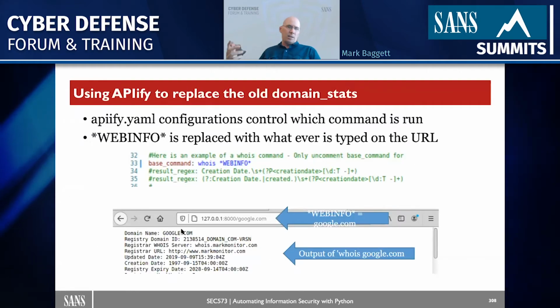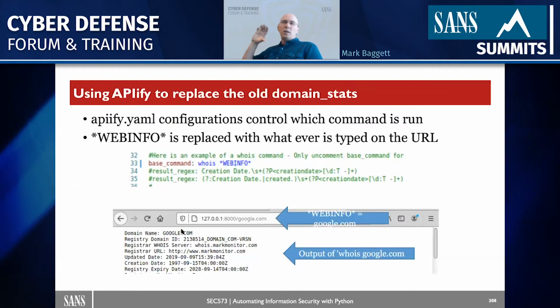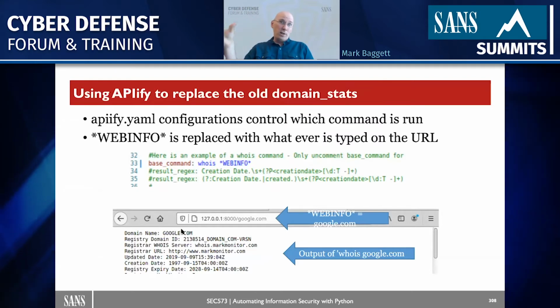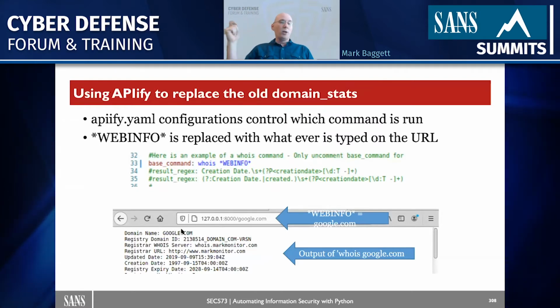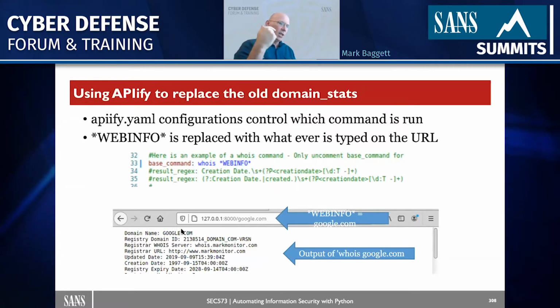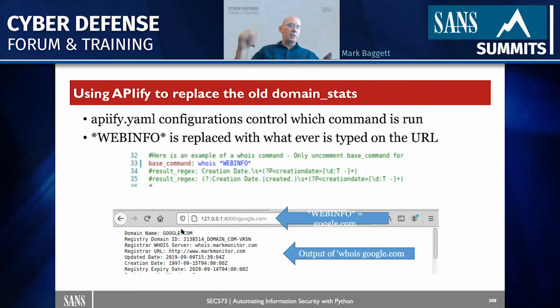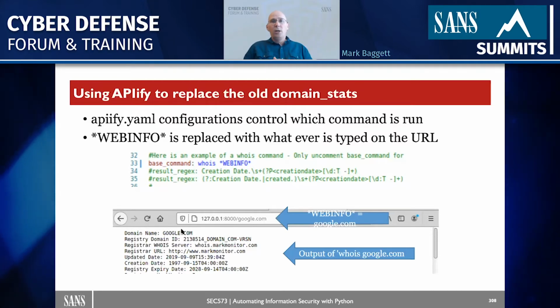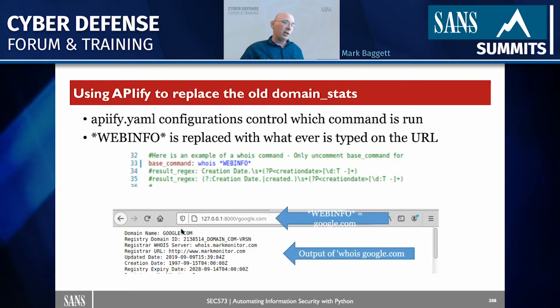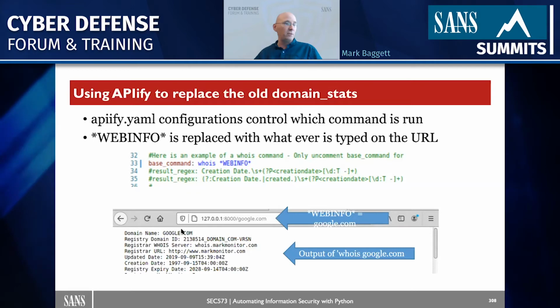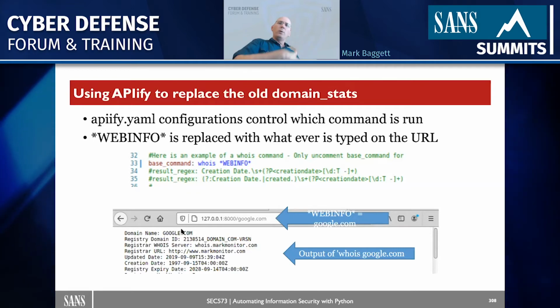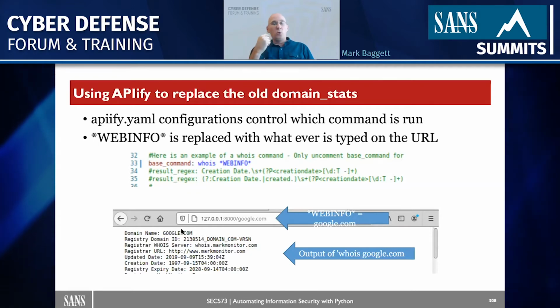So here's kind of the idea. Here you see a very simple example. Let's look at what domain stats 1.0 basically did, which was just run a whois query for you. Inside of the APIIFY.yaml file, you'll find a line that says base configuration. Here you see it says whois space asterisk web info asterisk. The asterisk web info asterisk is just a placeholder for whatever you end up putting on the URL. Down beneath that, you see a web request going to the APIIFY server, and we're asking for google.com. And there we get back the entire response for the whois record.